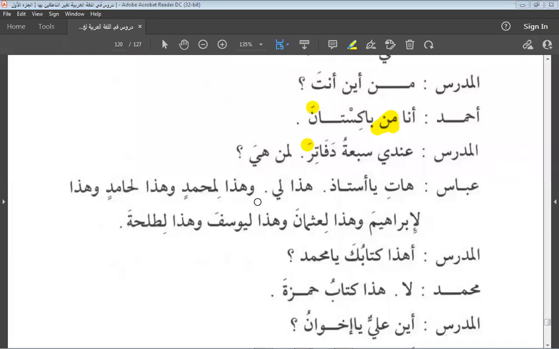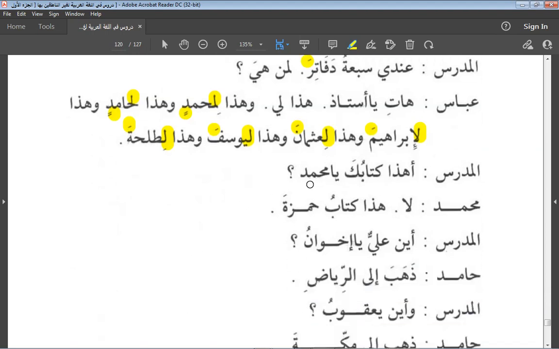Hadha li. This is for me. Wa hadha li Muhammadin. Let's take note of this. Because of li, it has to end with kasratain. Wa hadha li Hamidin. Wa hadha li Ibrahim. Wa hadha li Uthman. Wa hadha li Yusuf. Wa hadha li Talha. So you see, they make a merge of the mamnu min as-sarf and those that are mutasarrif, those that undergo sarf, so that you can see clearly what is happening. هذا لمحمد وهذا لحامد وهذا لإبراهيم وهذا لعثمان وهذا ليوسف وهذا لطلحة. So that we appreciate how the mamnu min as-sarf works.